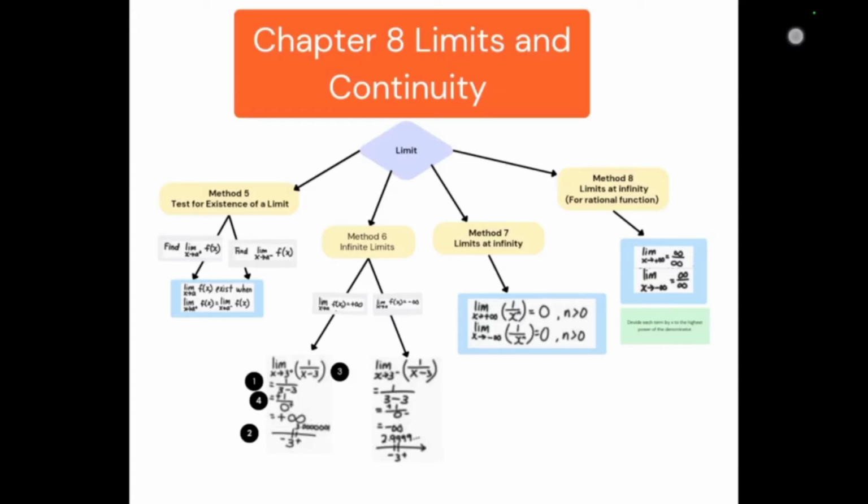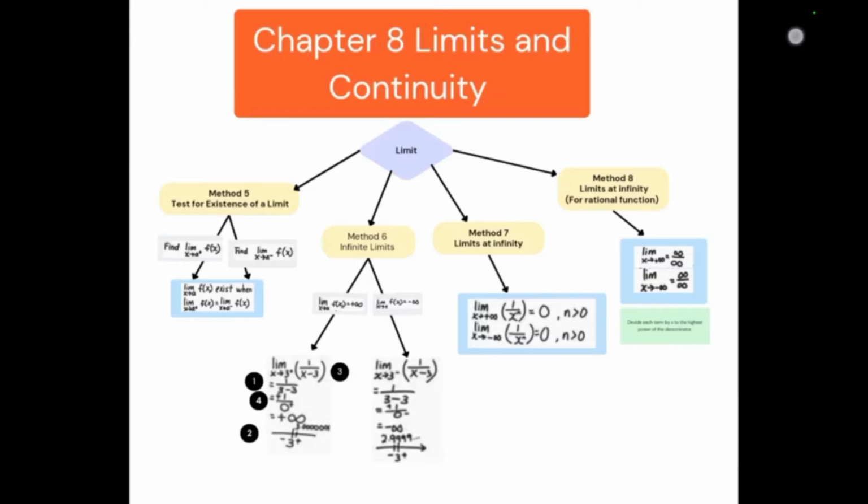And the next method, method 6, is infinite limits, where we will get the answer positive infinity or negative infinity. We use method 6 when we use method 1, direct substitution, and you realize that it will be a number over 0. A number over 0 means we can come out with the answer positive infinity or negative infinity.